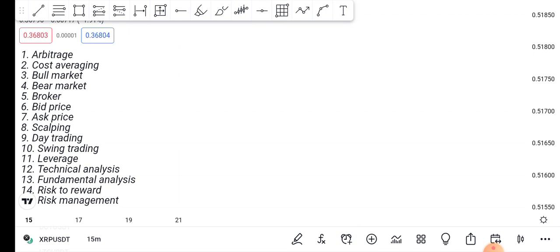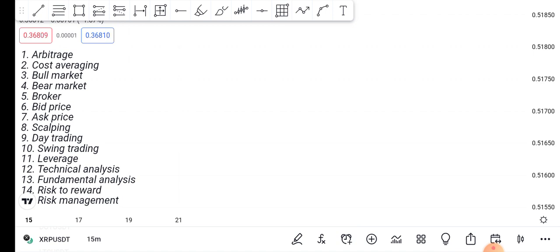When we say this person is a bull, meaning he wants price to increase. When we say this person is a bear, meaning that person wants price to reduce. When we say I'm feeling bullish, it means that I'm feeling that the market will go up. If I'm feeling bearish, it means I'm feeling the market will come down.